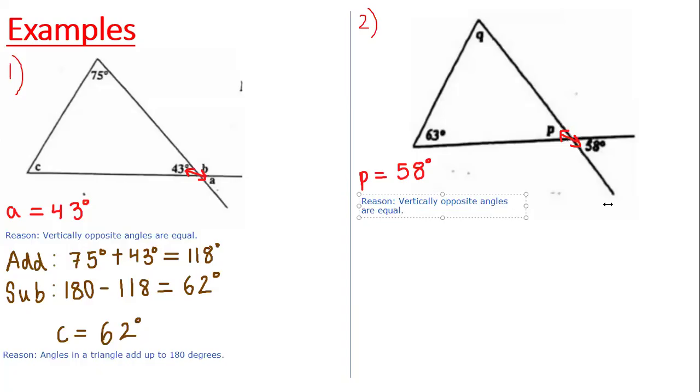Mr. Petit, I'm kind of confused about how we got C in question 1. Well, we know it's a triangle. We know that this is 75 degrees and this is 43. Oh, yes. Yeah. Okay. Good.